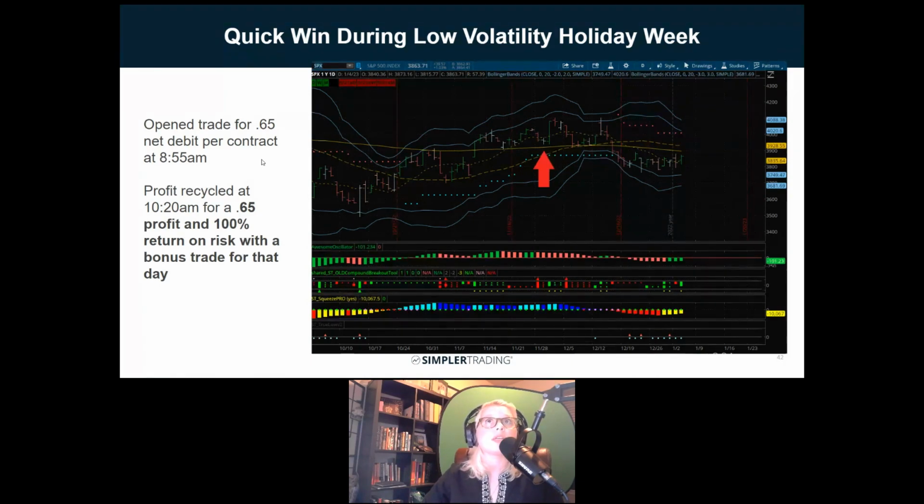And we opened this trade for a 65-cent net debit at 8.55 at 10:20. So just a couple hours later, we are able to lock in a 65-cent profit per contract, which was 100% return on the risk. And we had a bonus trade set up for that day. And I don't think the bonus trade ended up working out, right? Unfortunate. But worst case scenario, we still walked away with 100% return on our risk for that trade for the day.